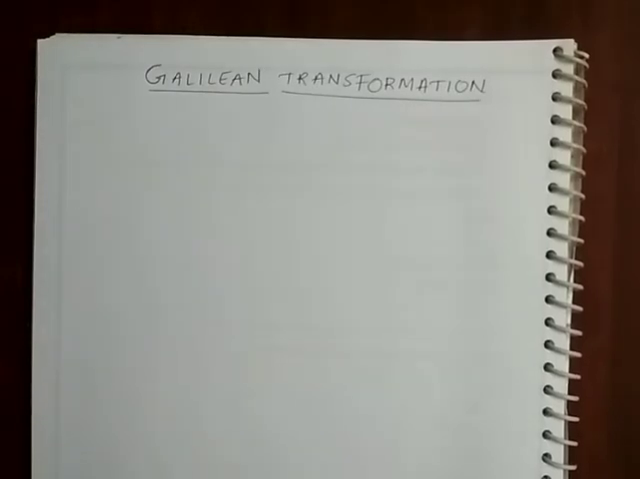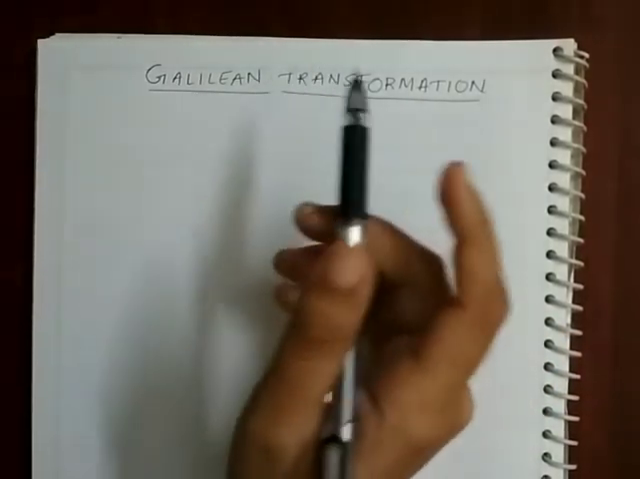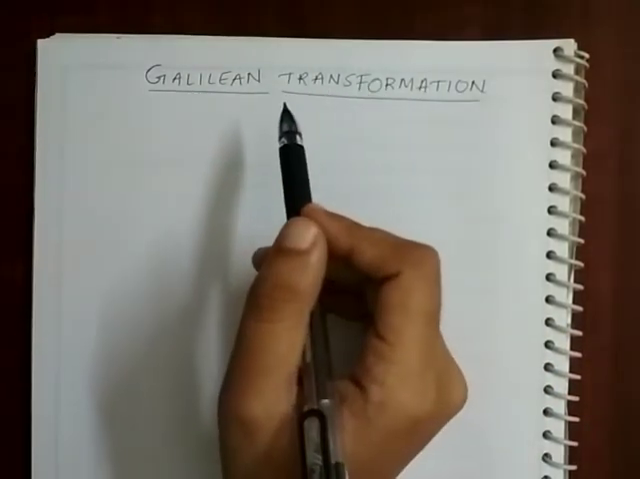Now, a Galilean transformation is basically a transformation. So, what is the meaning of the word transformation? It basically represents the change of something.